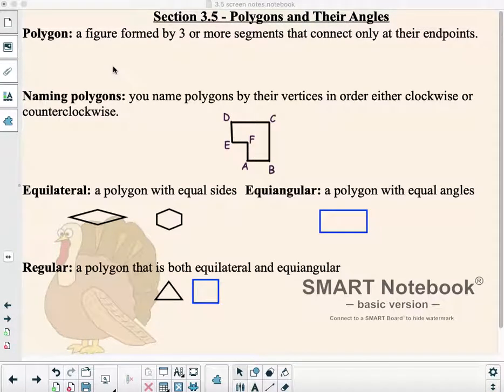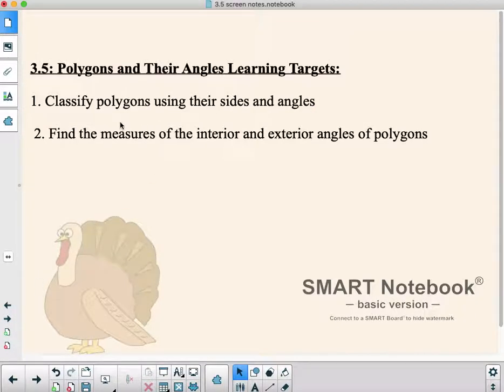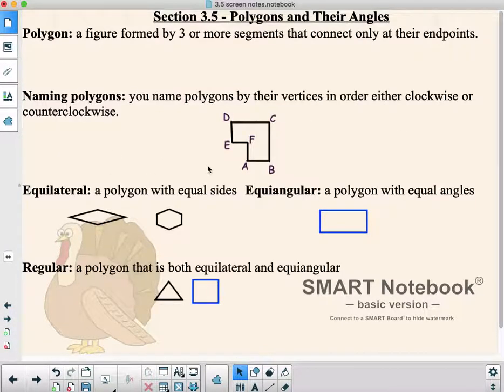This lesson is on section 3.5, polygons and their angles. The learning targets will be at the top of your notes. A polygon is a figure that is made up of segments that connect only at their endpoints.